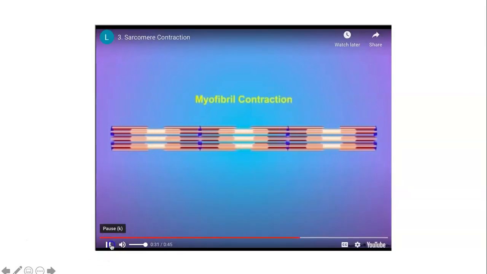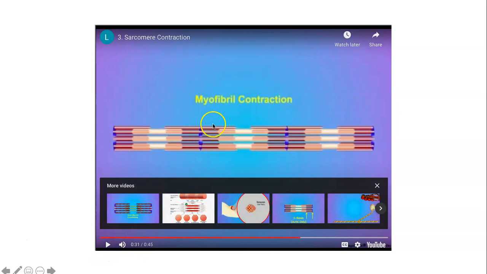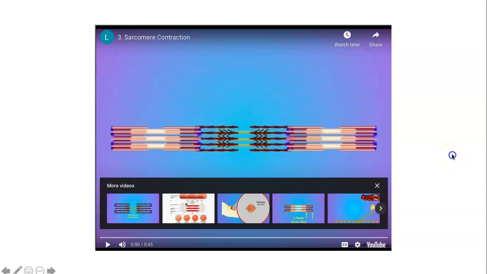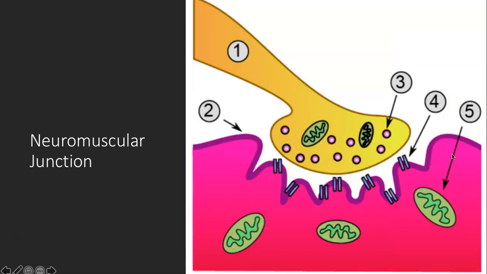And so you can imagine thousands of these structures within each myofibril and multiple myofibrils in an entire muscle fiber that will just cause the entire contraction of the entire muscle. All right, so I think that's good enough. Let's move on to the next slide.